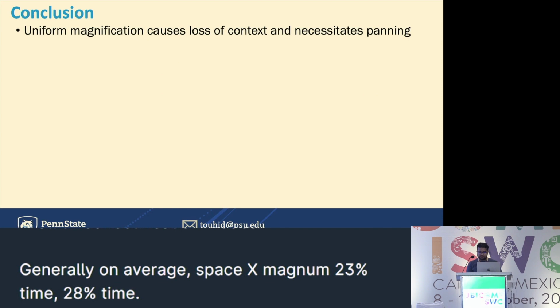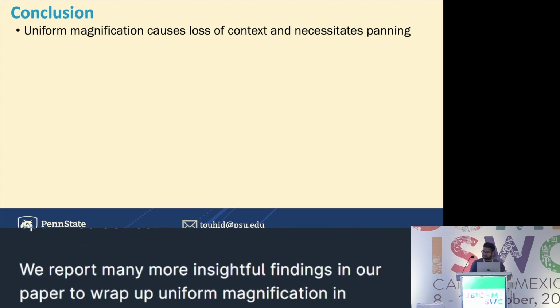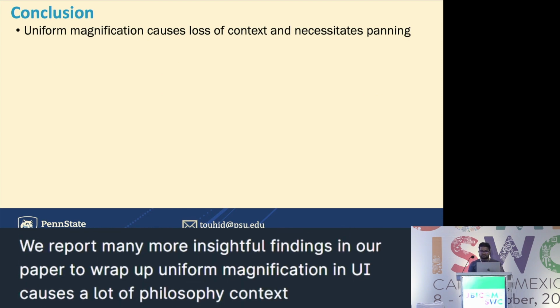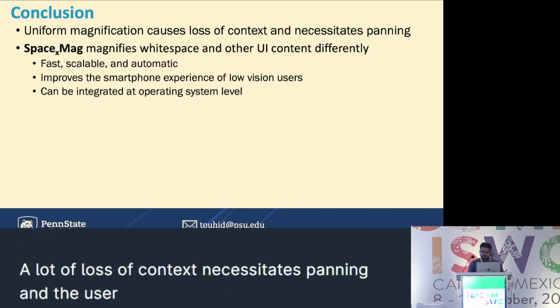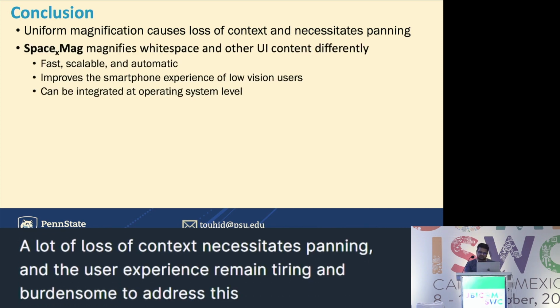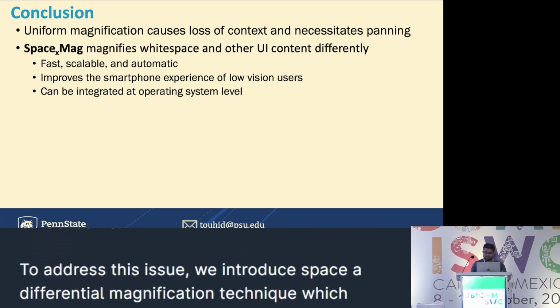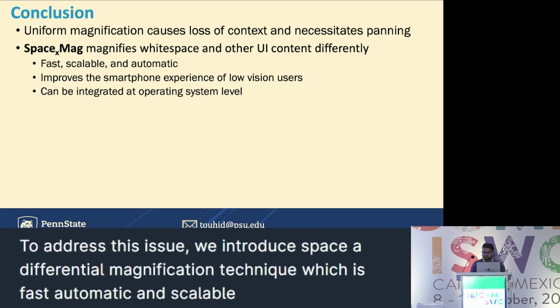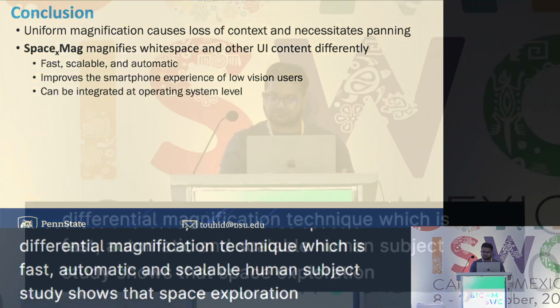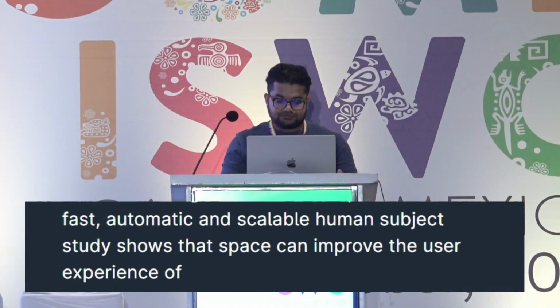To wrap up, uniform magnification in UIs causes a lot of loss of context, necessitates panning, and the user experience remains tiring and burdensome. To address this issue, we introduced SpaceXMag, a differential magnification technique, which is fast, automatic, and scalable. A human subject study shows that SpaceXMag can improve the user experience of low-vision users in smartphone UIs.